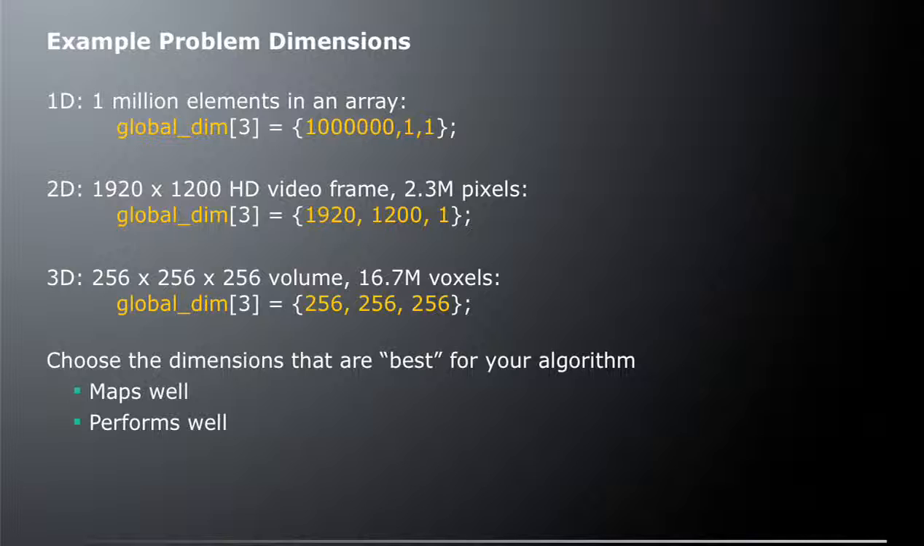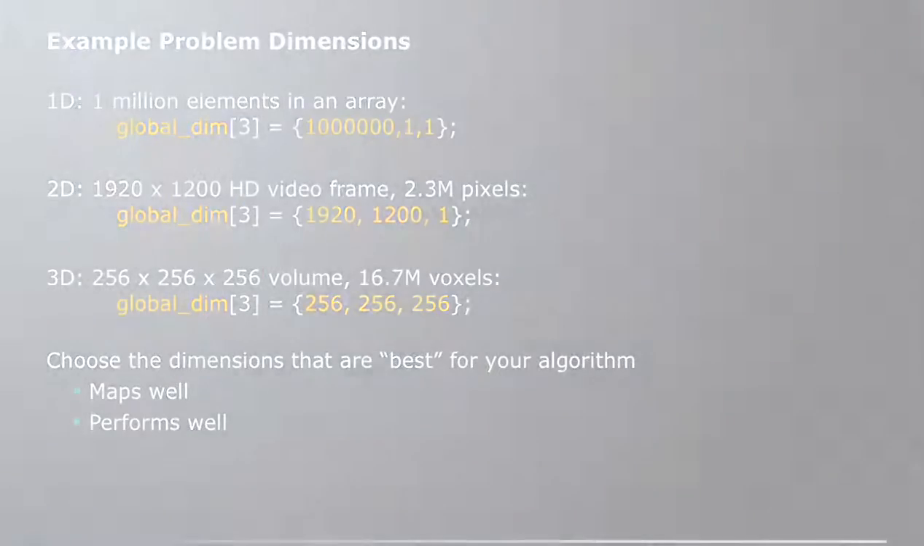But let's say you want to do some volume processing. In that case, you might want to do a 256 by 256 by 256 global size because it maps well to the problem. So with OpenCL, you want to make sure that you choose the best dimensions that map to your problem and also give you the best performance.